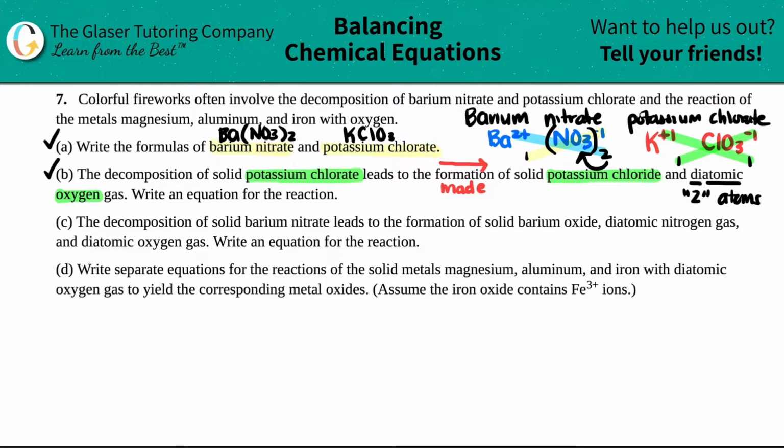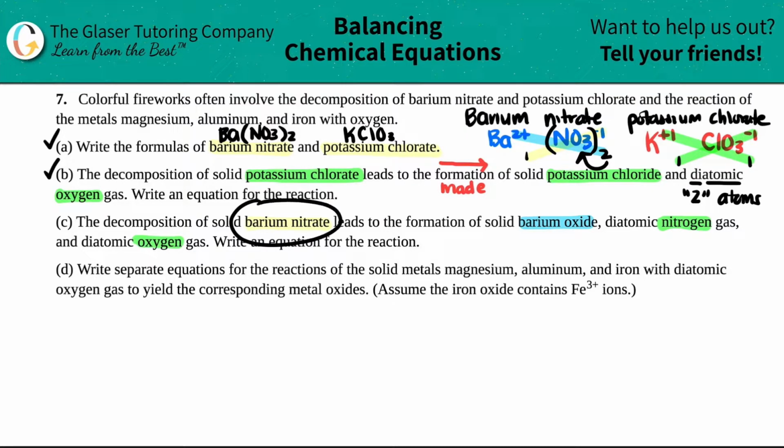Now, the decomposition of solid barium nitrate. Ooh, why is that so small? Here we go. The decomposition of solid barium nitrate leads to the formation of solid barium oxide, diatomic nitrogen gas, and diatomic oxygen gas. Write the equation for this one. Okay, so let's do the English terms first, and then that will lead us to getting the actual formula.